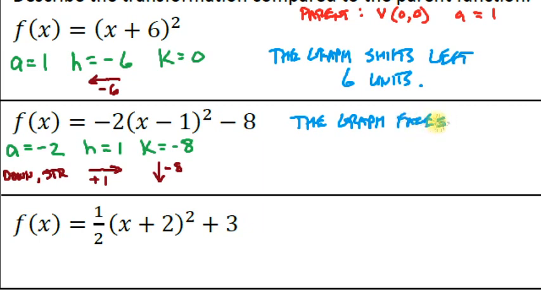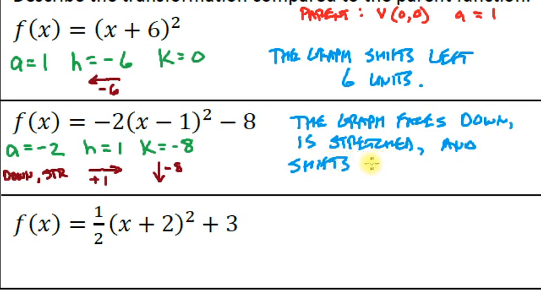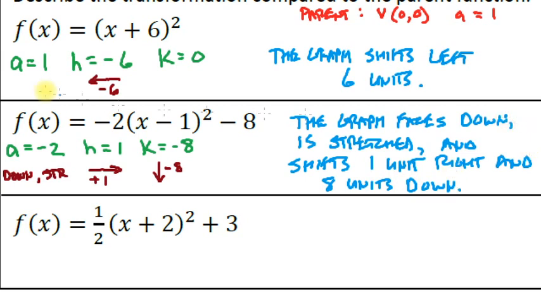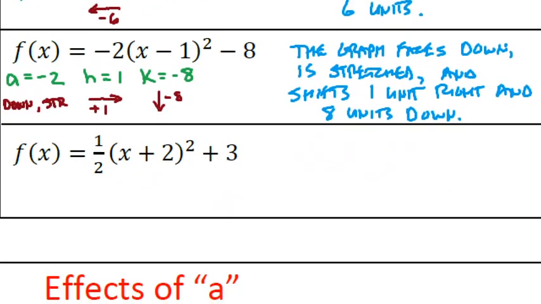faces down, is stretched, and shifts 1 unit right and 8 units down. Lots of description there to describe what happened to our graph, all because we know what A, H, and K do. Last one.